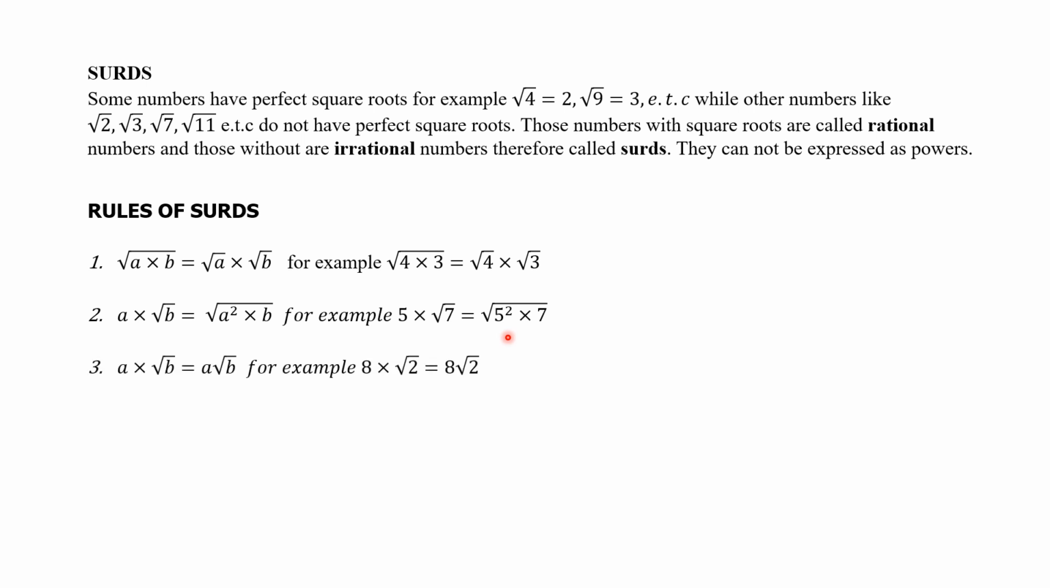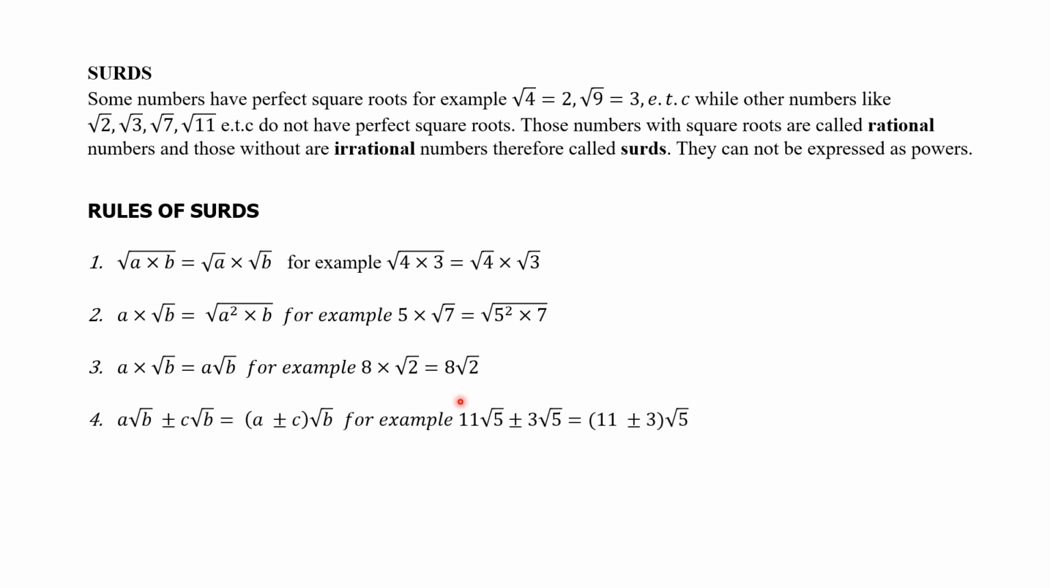When I go to the third one, a times root of b, if it is just a number without a root and another one with a root, we just leave it the way it is, a times the root of b. So when we have this, we shall be just writing it like that. An example is 8 times root of 2, which is the same as 8 root 2.